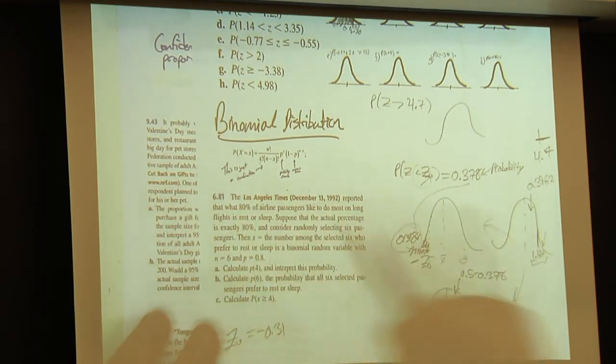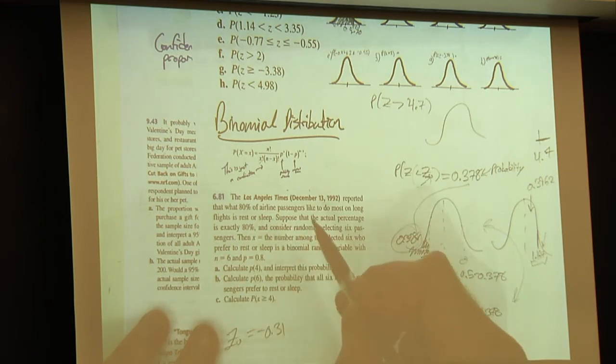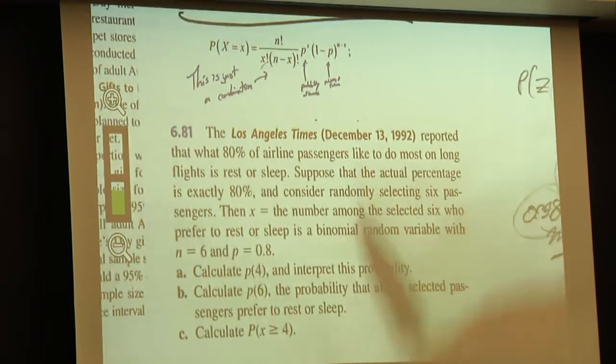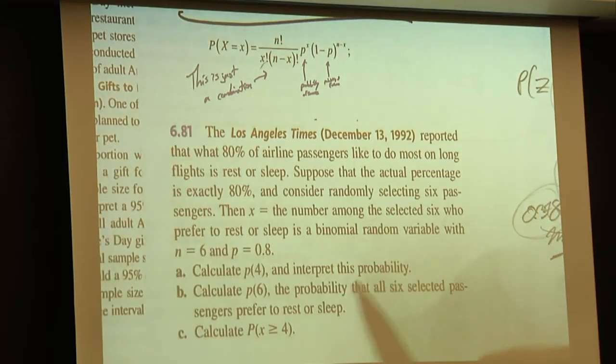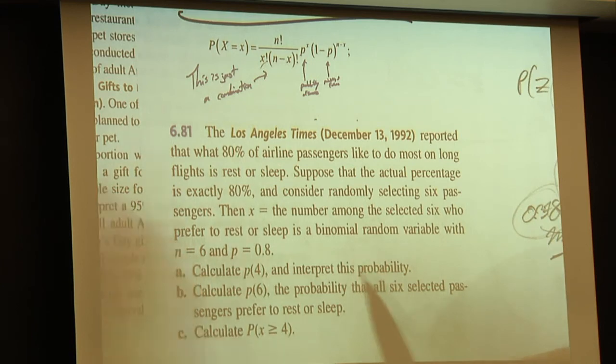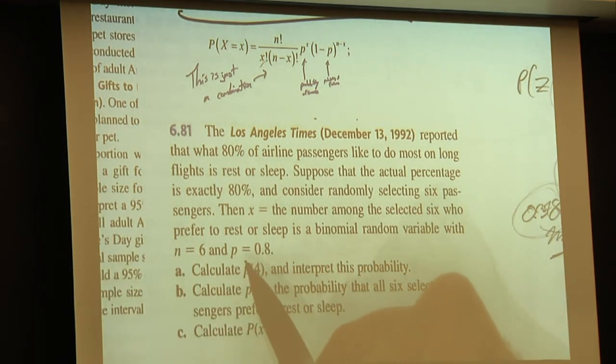So they reported 80% of airline passengers like to rest or sleep. Suppose the actual percentage is exactly 80%. I'll zoom in for you so you can all see. And consider randomly selecting 6 people. X is the number among the selected who prefer to rest or sleep. And they tell us it's a binomial random variable with n equals 6 and p equals 0.8.